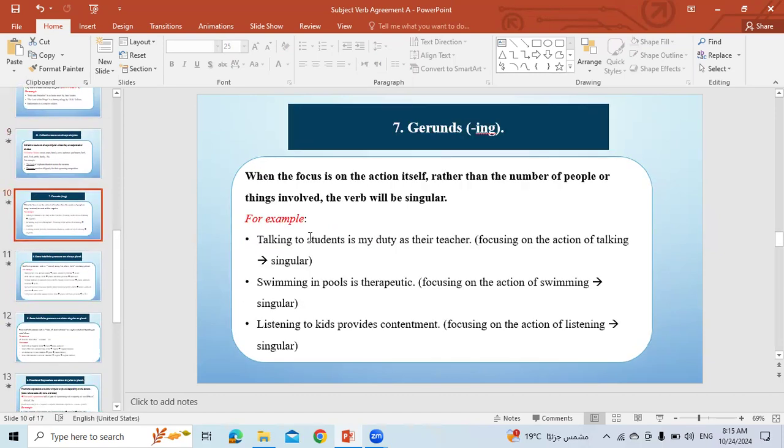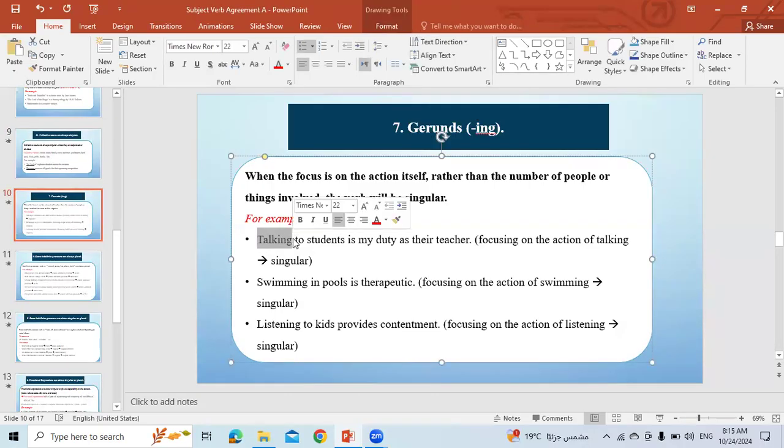Gerunds. What is a gerund? A gerund is when a sentence begins with ing. Okay? For example, talking to students is, running in the morning has many benefits. So any sentence that starts with a gerund or ing is singular. Okay?